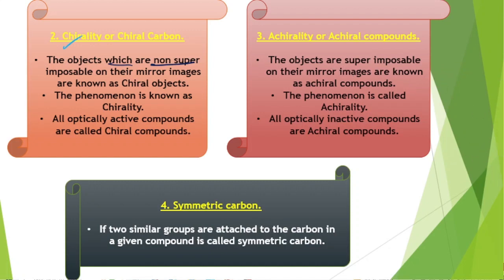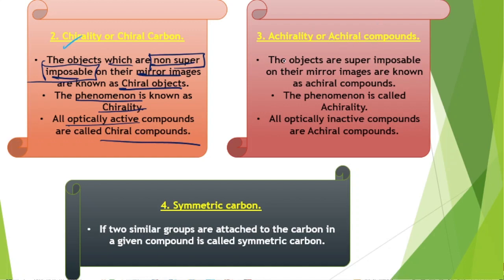Clear everybody? Okay. So objects which are non-superimposable on their mirror images are known as chiral objects. Non-superimposable, this is the keyword. What is a chiral object? The objects which are non-superimposable on their mirror images are known as chiral objects. The phenomenon, if it happens, is known as chirality. So all optically active compounds are chiral compounds. The opposite will be achiral compounds.